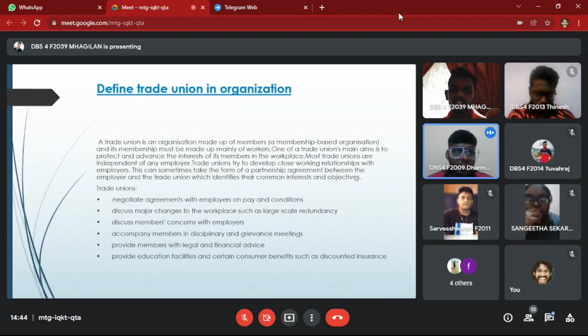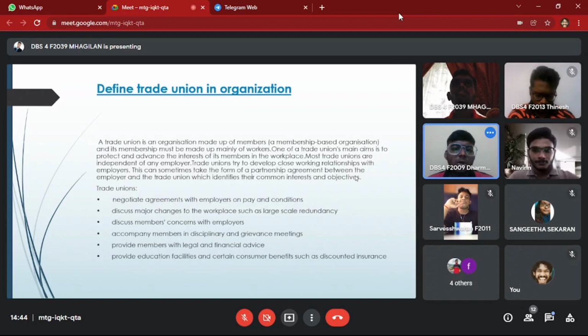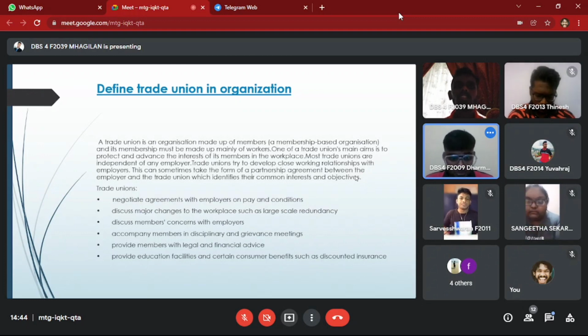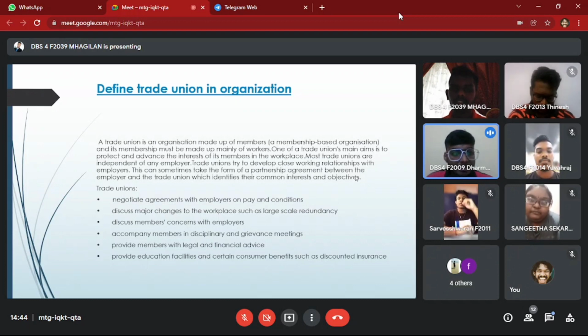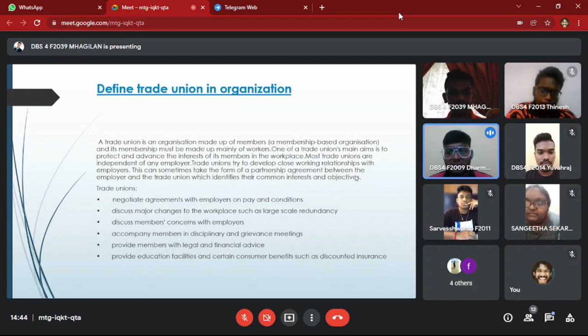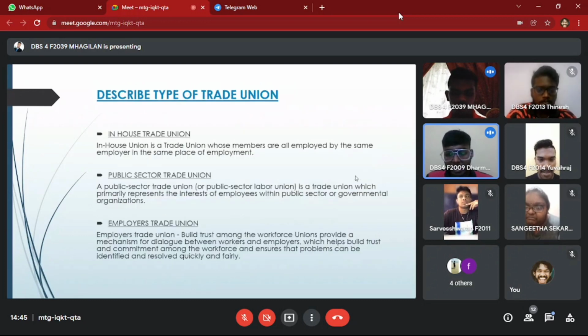Thank you, Sarvesh. Here are the functions of trade unions. The first one is to negotiate agreements with employers on pay and conditions. The second is to discuss major changes to the workplace, such as large scale redundancy. The third is to discuss members' concerns with employers. The fourth is to accompany members in disciplinary and grievance meetings. The next is to provide members with legal and finance advice. And the last one is to provide education facilities and certain consumer benefits such as discounted insurance.